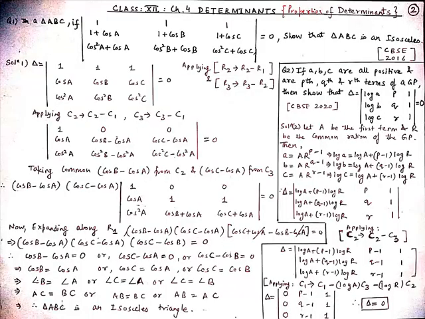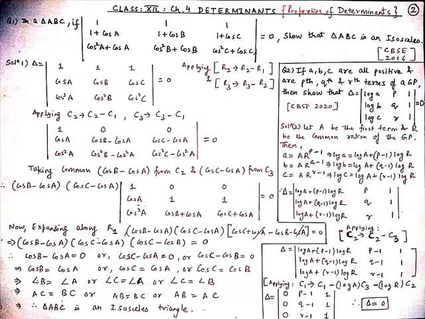Today we will continue our questions based on properties of determinant. So our first question for today is: in a triangle ABC, if determinant 1, 1, 1; 1 plus cos A, 1 plus cos B, 1 plus cos C; cos square A plus cos A, cos square B plus cos B, cos square C plus cos C equal to 0, then show that triangle ABC is an isosceles.